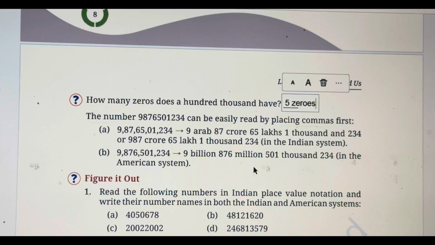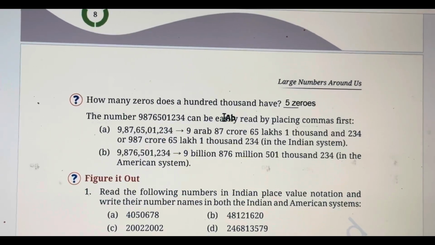Okay. And now 5 zeros. So 1 followed by 5 zeros is what? 1 lakh, right? Correct. Now here there is a number given: 9876501234. It can be easily read by placing commas first. If the number is given like this, it is very difficult to read. But if you put proper commas, it would be very easy for you to read.